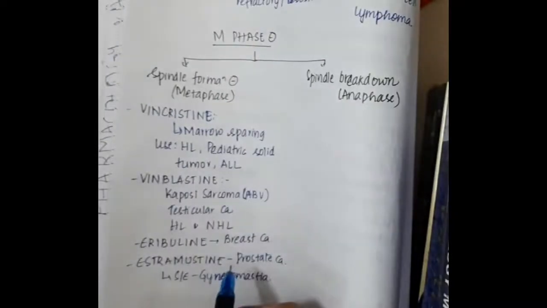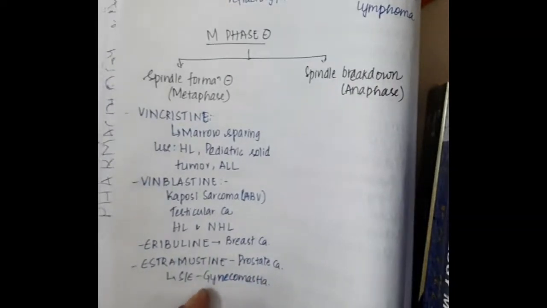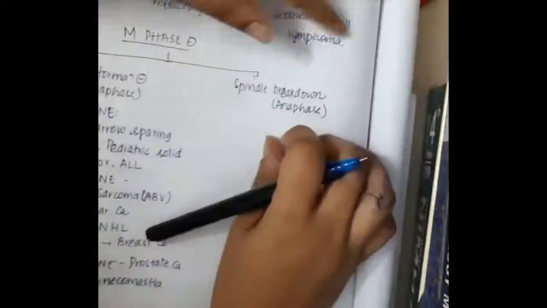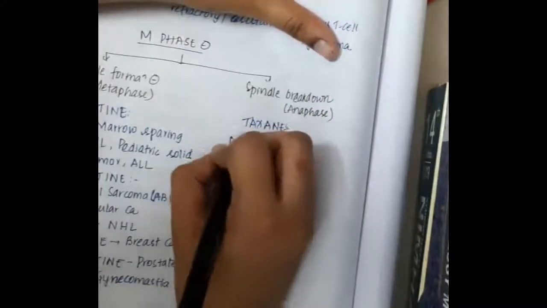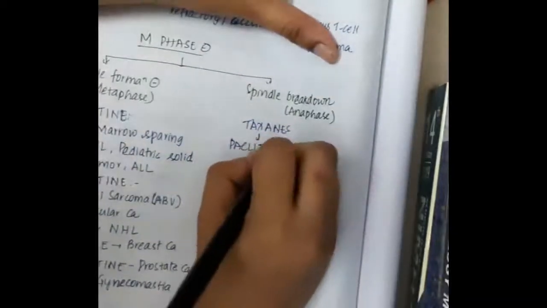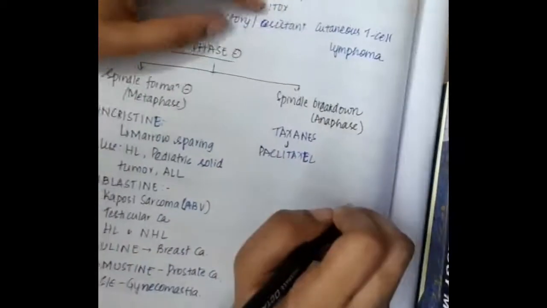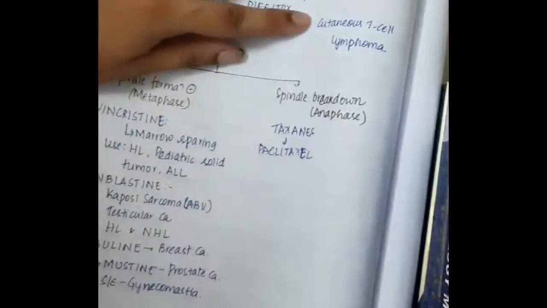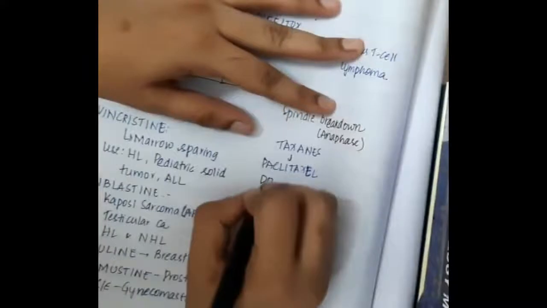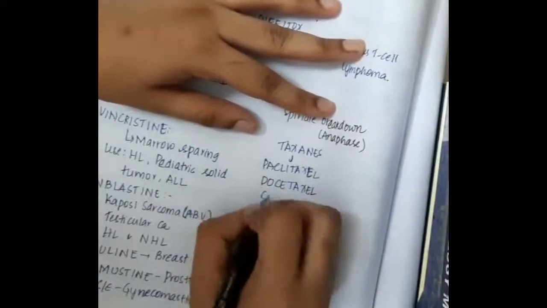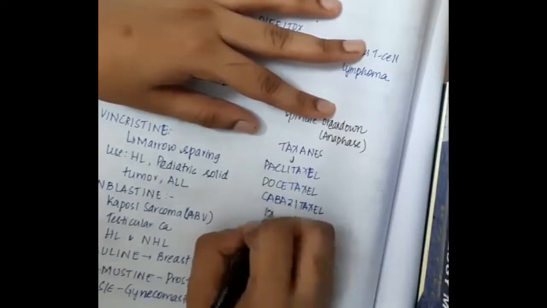Then if you see the spindle breakdown inhibitors, or anaphase inhibitors, these mainly include the taxanes, which include paclitaxel, docetaxel, cabazitaxel and ixabepilone. Then first we will learn about the spindle formation inhibitors.